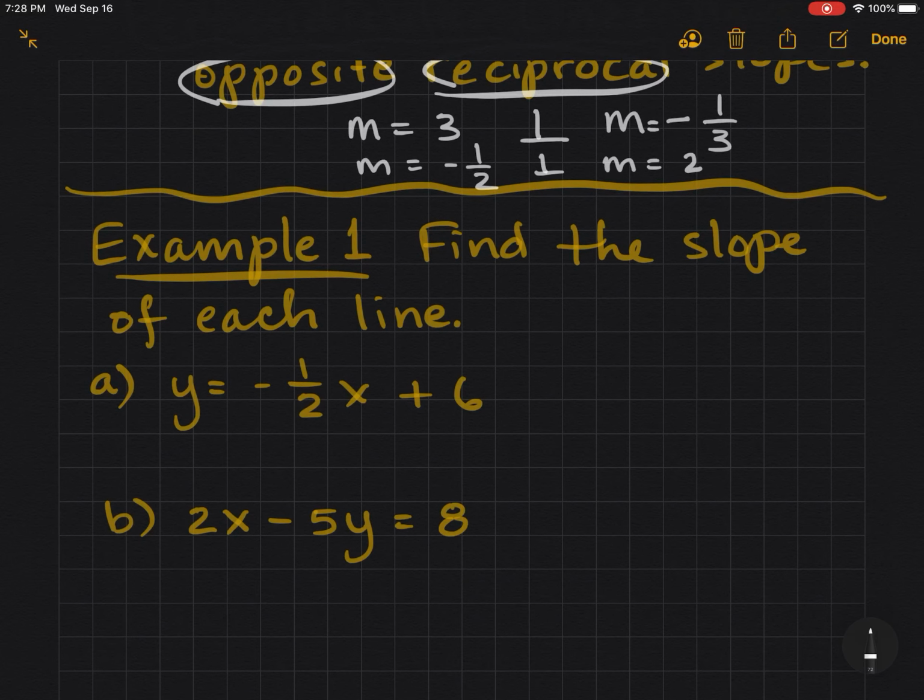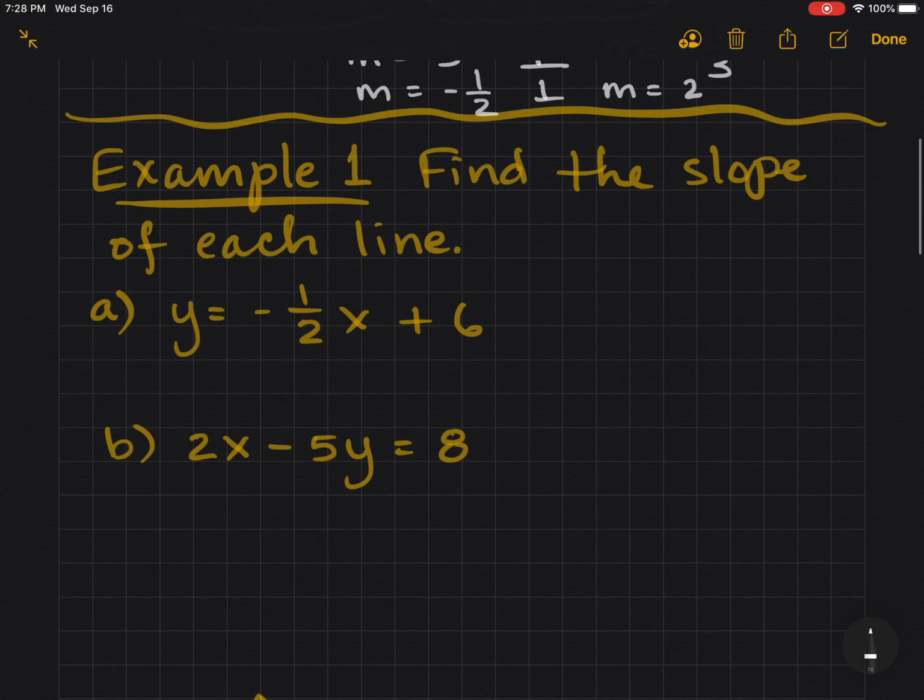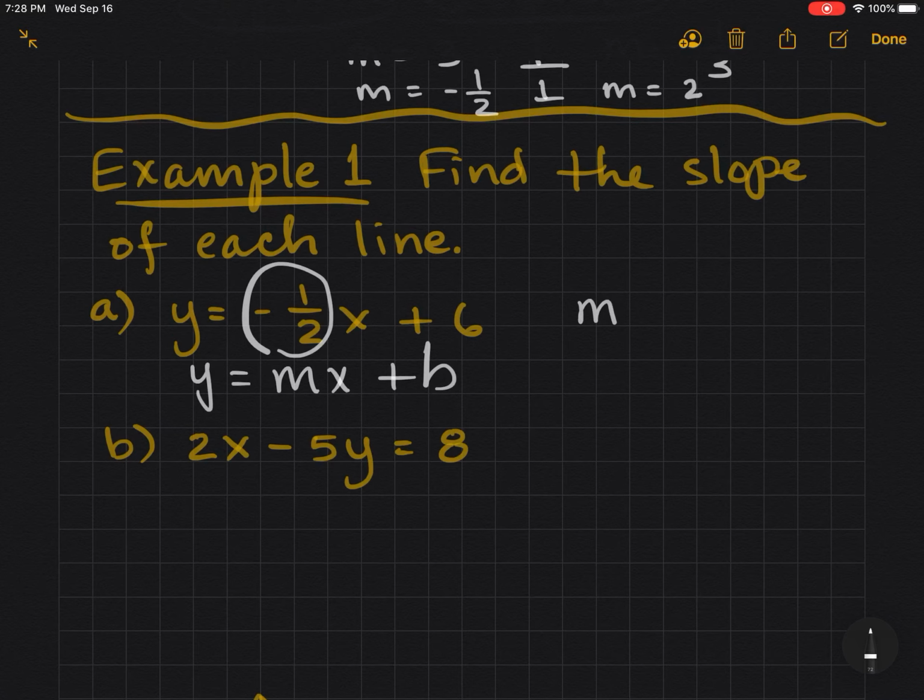Find the slope of each line. Here, we remember y equals mx plus b, where m represents the slope. So, m equals negative 1/2. That's our slope. It's just that easy.